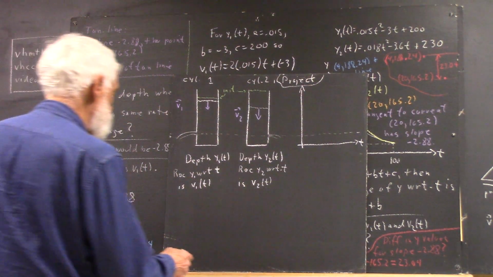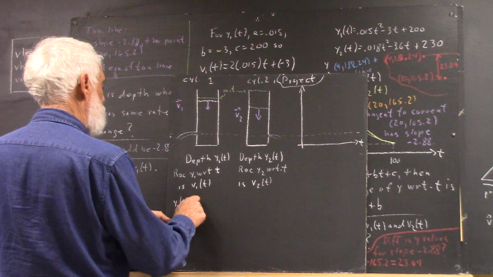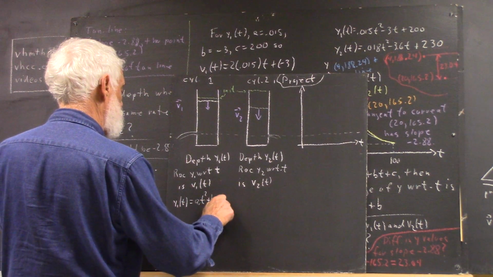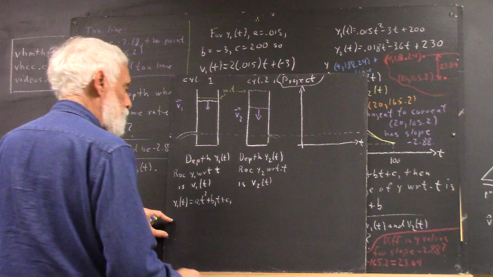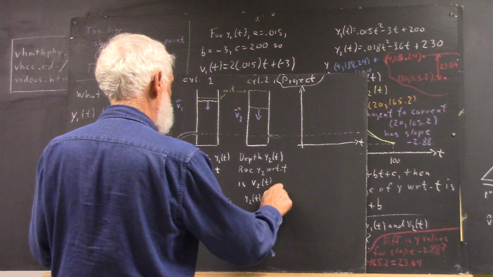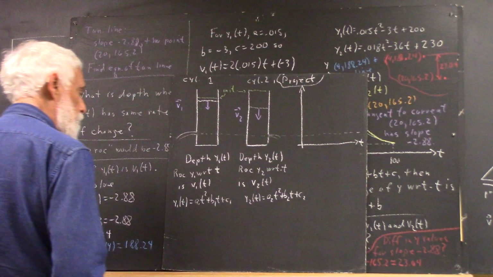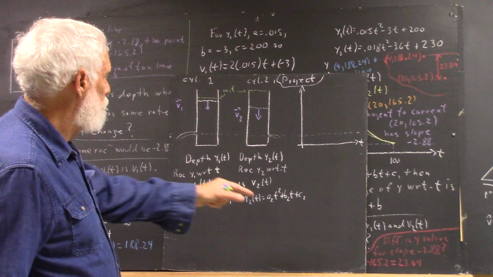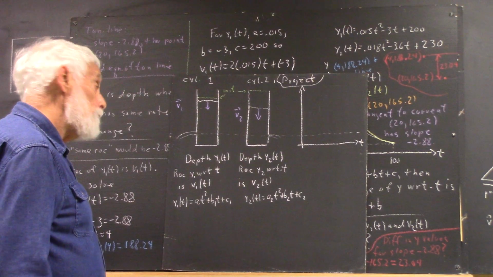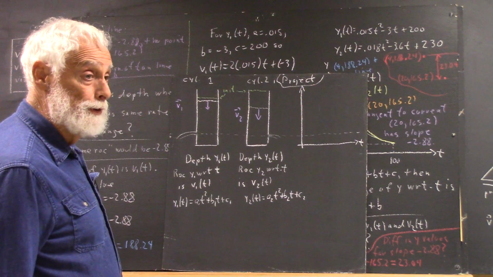So, if y1 of t is a1t squared plus b1t plus c1, and the depth here is y2 of t equal a2t squared plus b2t plus c2, then what can we conclude? First of all, about the graph, and then about these relative speeds and what these relative speeds are telling us.